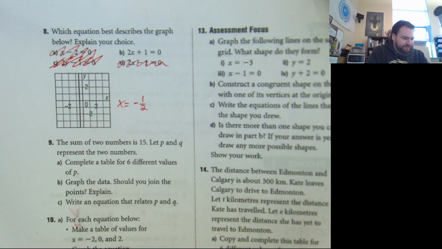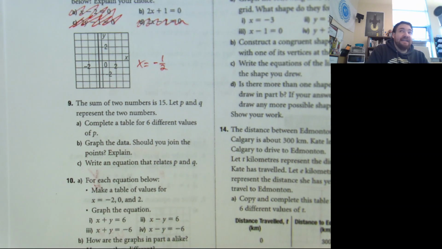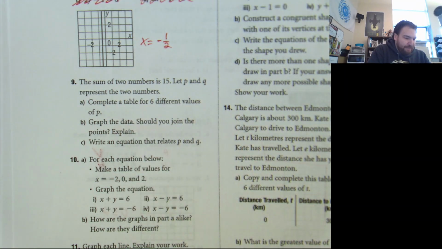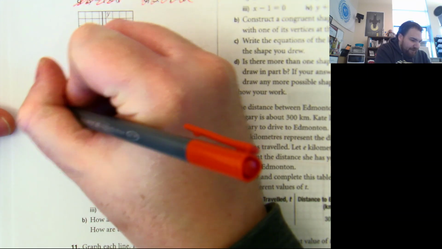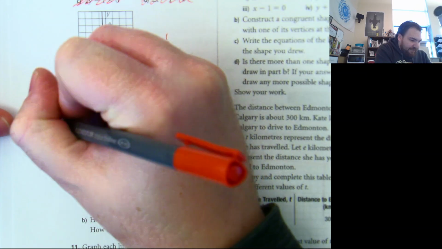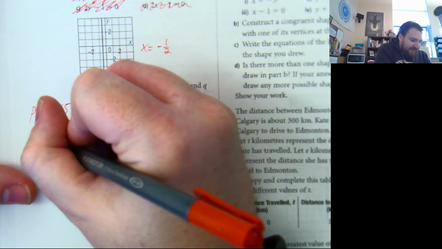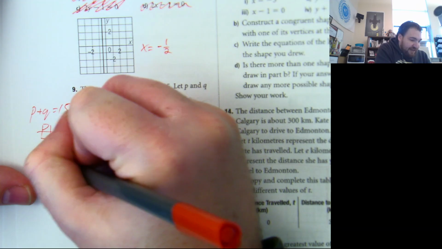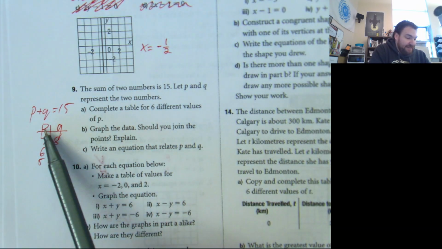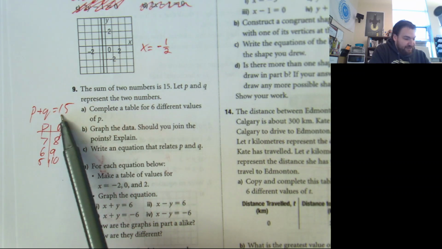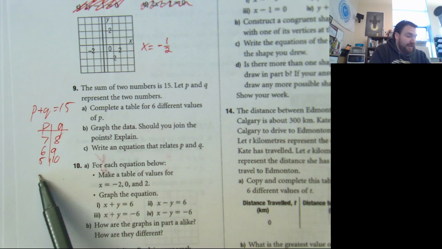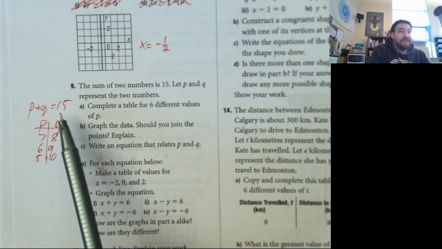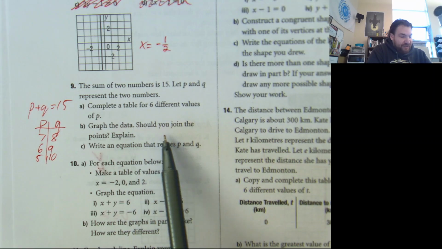So that was number 8. Number 9, I saw lots of you working on yesterday. That was great. Let P and Q represent the 2 numbers that add to 15. Lots of you wrote down that P plus Q equals 15, and then made a table of values of P's and Q's. We had things like 7 and 8, 6 and 9, 5 and 10. But the numbers can keep going. You could have 8 and 7, 9 and 6. You could have had negative 20 and positive 35. However you wanted to throw the numbers down, as long as the pair adds to 15, you're good. So when you graph the data, should you join the points?